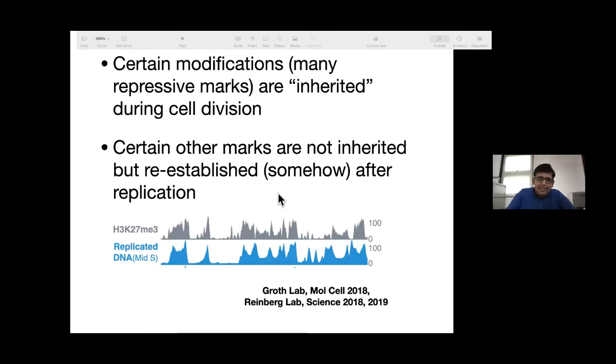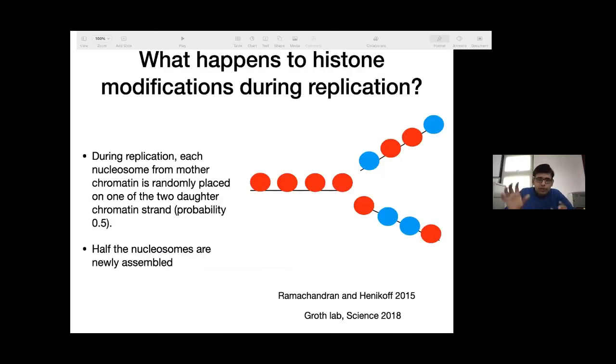What is known is that soon after replication, the information is somehow copied. How exactly it's copied is still a puzzle, but it is experimentally seen. For example, this recent paper in 2018 and 2019 experimentally showed that this information, this pattern, is pretty well copied soon after replication. So now we have some thoughts on how, plausibly, one could copy. To explain that, let me quickly tell you what happens to the histones during replication.